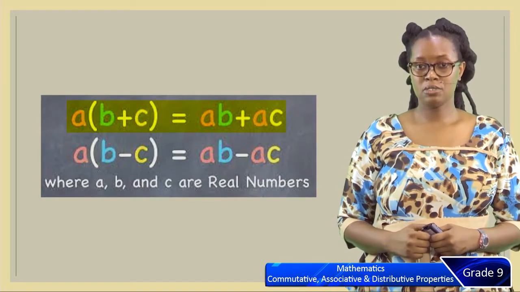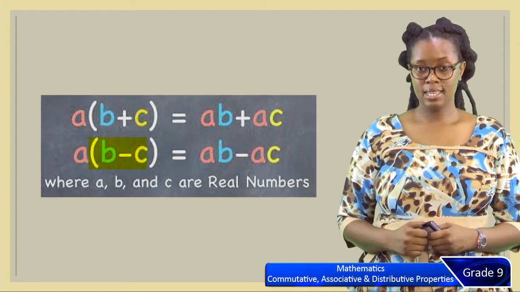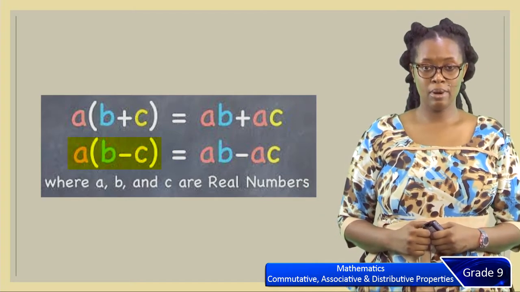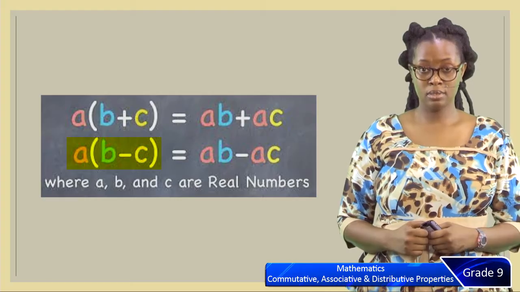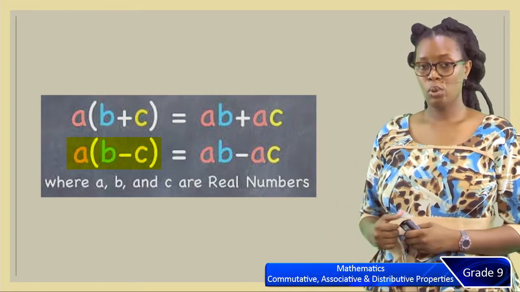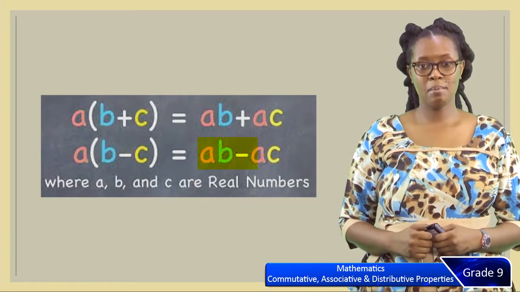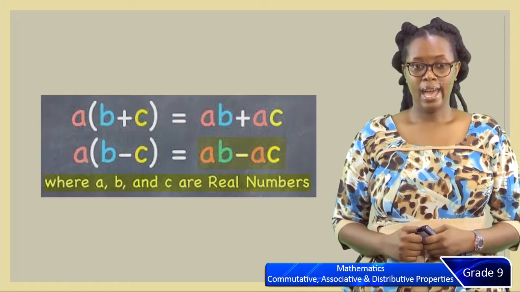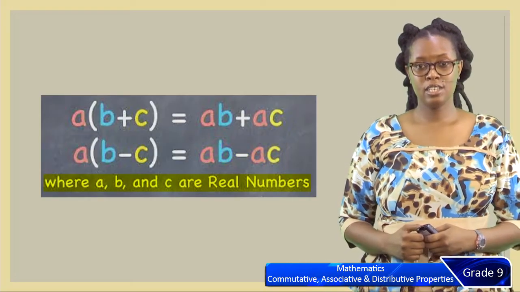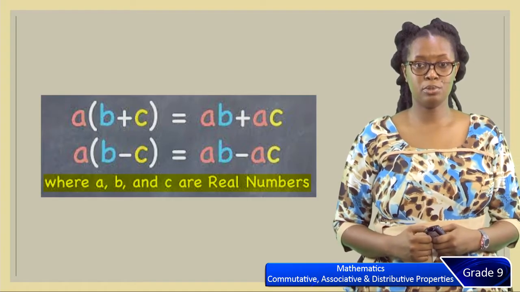The same thing goes for subtraction. If we have B minus C and there's an A outside of the bracket that is multiplying both terms, then we have to distribute the A. So we would have A multiplied by B subtract A multiplied by C. And the A, B, and C should always be real numbers when we're dealing with the distributive property.